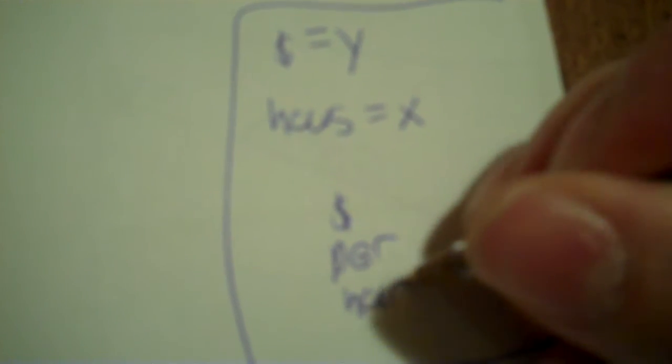So you got dollars and hours. Hours is X, dollars is Y. So per. Dollars per hour. Okay, dollars per hour is 3. So 3 times X, that's also known as the slope. Now you're going to hear me start calling that the slope.